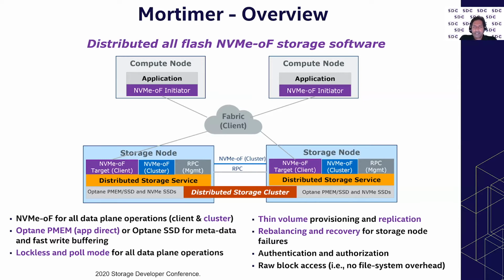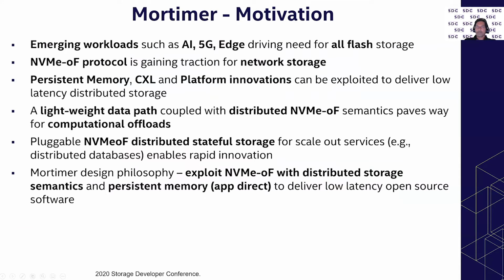Authentication and authorization: clients need to be able to authenticate and authorize to secure the interaction with the Mortimer backend, so we have to implement that. And then the backend to the NVMe SSDs doesn't use a file system, primarily because of the overhead associated with the file system. I will cover a few data structures that are being used to ensure that we can do raw block access to the NVMe SSDs by using the metadata data structures that are sitting in the Optane persistent memory.